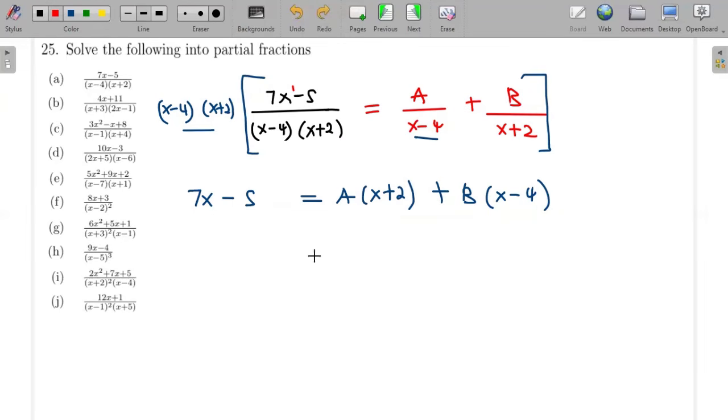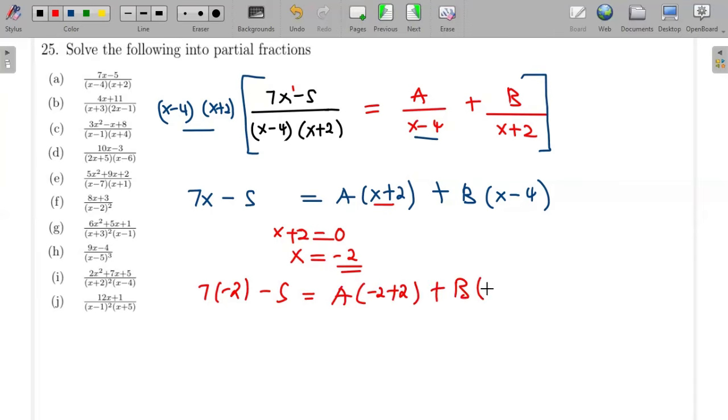Expansion. So here I'm going to say, let's eliminate this A, and then we just remain with the x. So how can I eliminate this A? I'm going to say, let this guy be equal to 0. So if this guy is 0, then A multiplied by 0, the A will disappear. So this x plus 2 is equal to 0 simply also means that x is equal to what? Minus 2. So wherever there's x here, I'm going to put minus 2. So that will be 7 times minus 2 minus 5 is equal to A, where there's x there, minus 2, plus B, and then minus 2 minus 4.